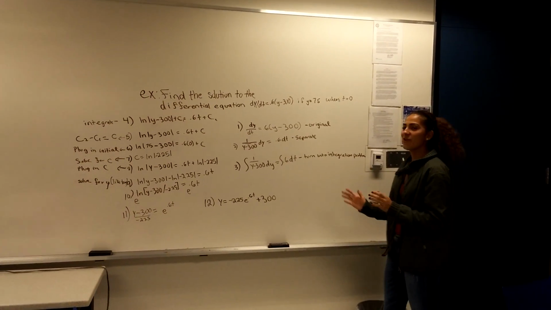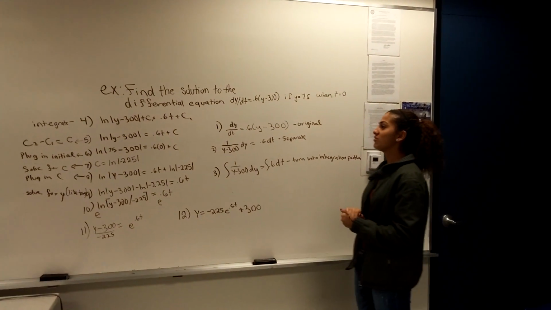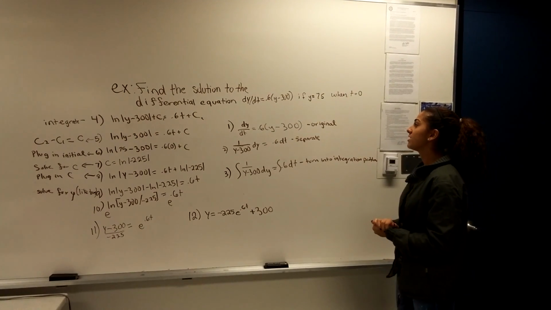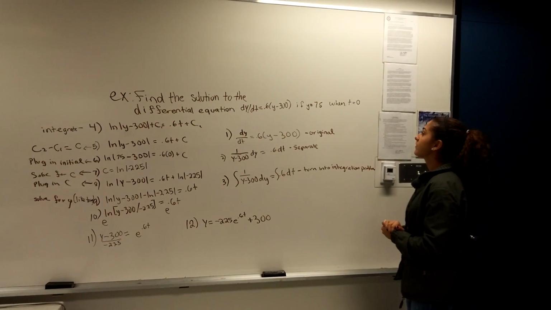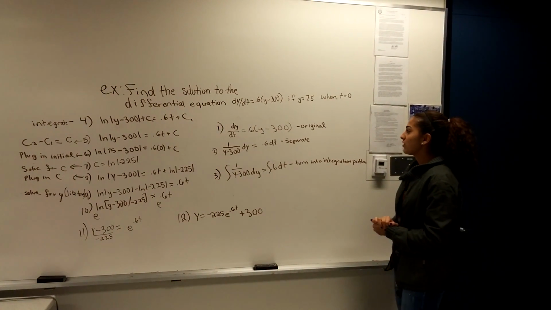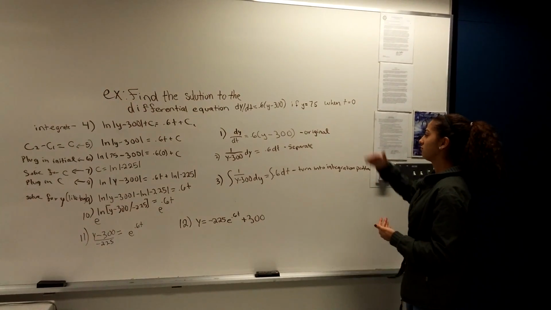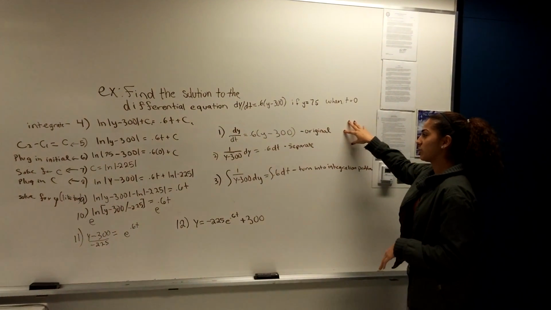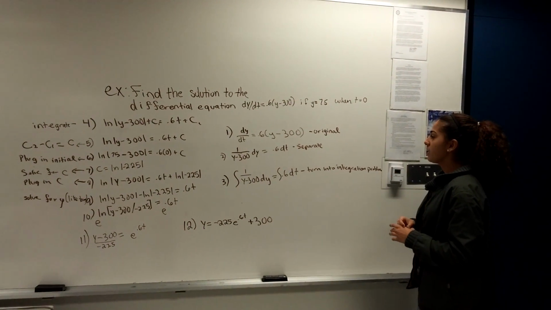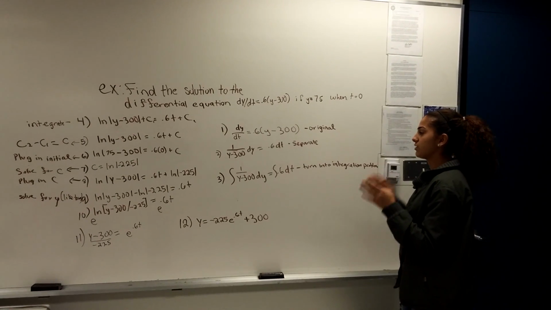Hi, I'm Andrea. An example of a separable equation is to find the solution to the differential equation dy over dt equals 0.6y minus 300, if y equals 75 when t equals 0, and t stands for time. So for the first part, you are going to write down your equation. So right here, dy over dt equals 0.6y minus 300. Your second part is to separate the equation so you have the knowns on each side.